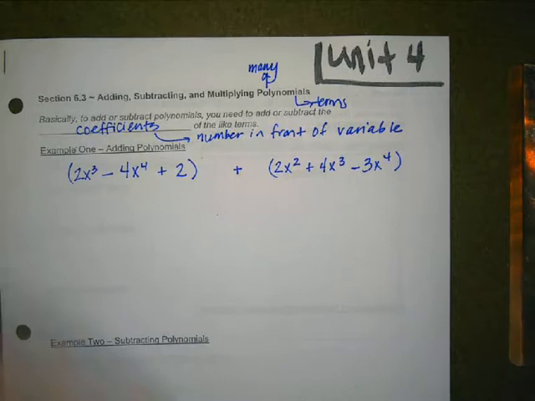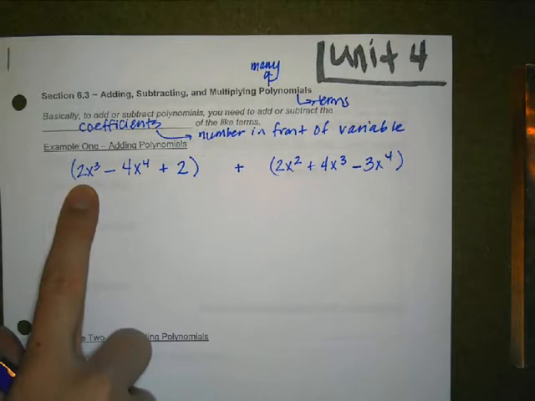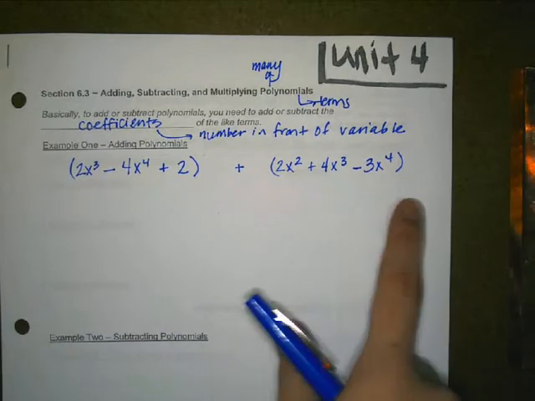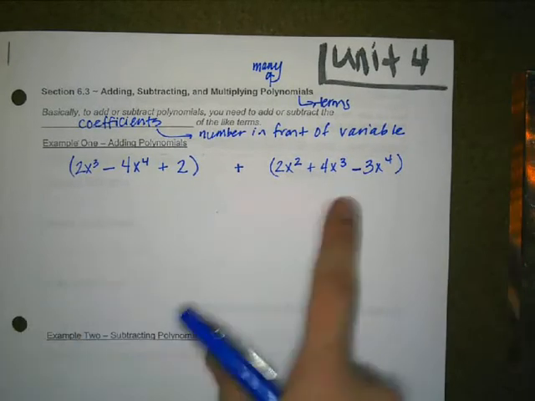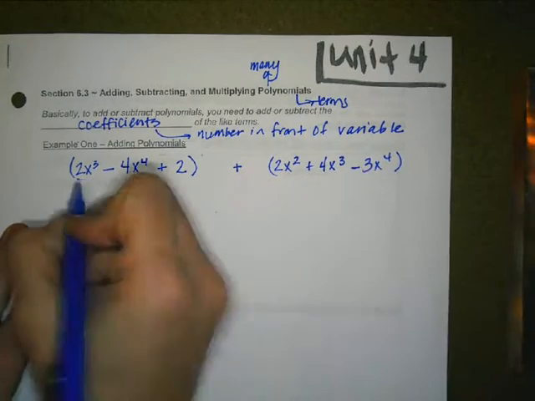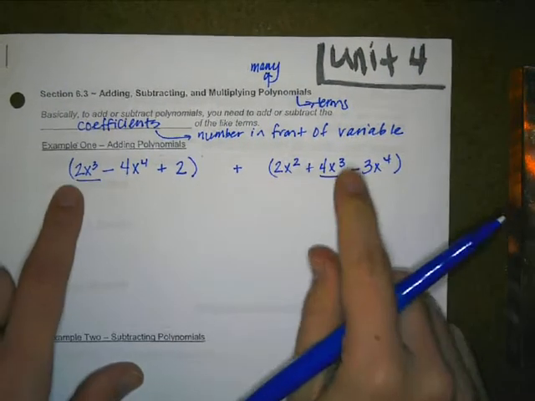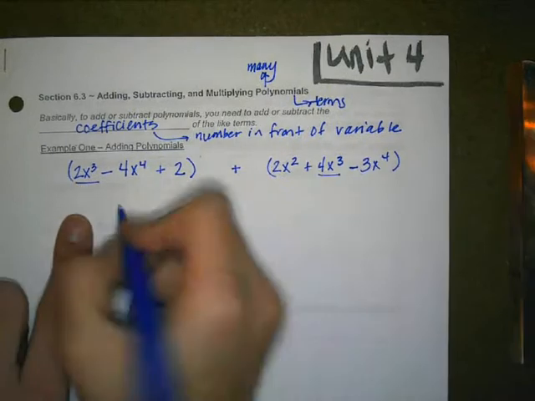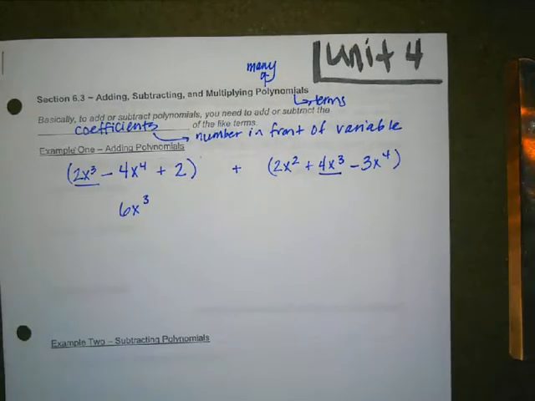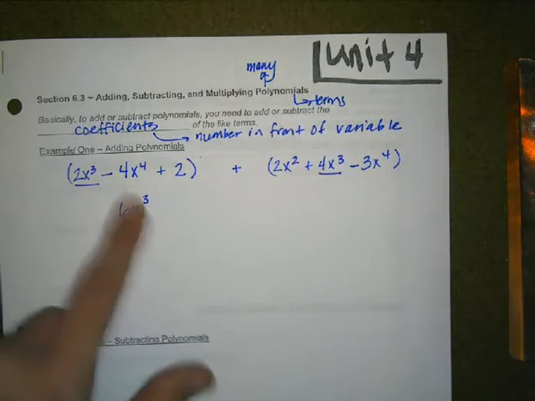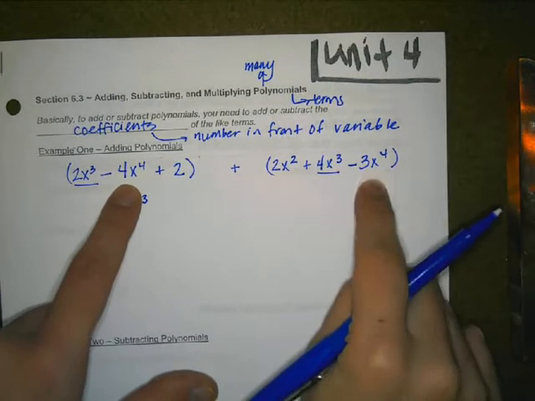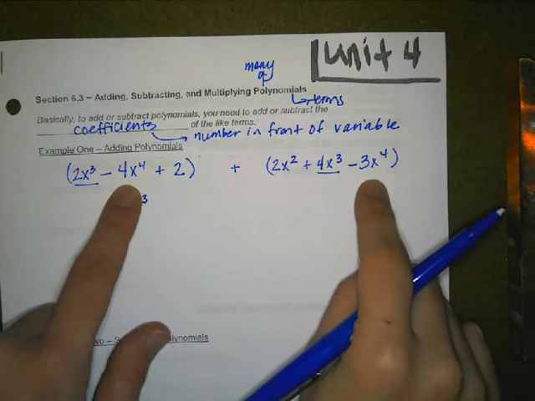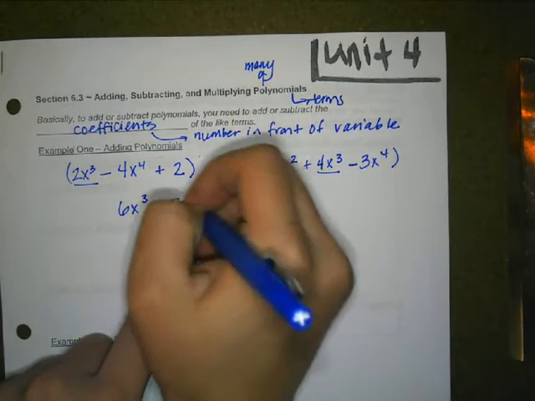So we look at the first term here, 2x cubed. Do I have another x cubed term in this whole shebang here? I don't have anything in this first one, but I do have a 4x cubed here. I can combine those by adding the numbers in front. So 2 plus 4 gives me 6x cubed. You're just adding and subtracting like terms. Do I have a like term that would go with this negative 4x to the fourth? Yeah, this negative 3x to the fourth, right? So if I add those together, I get negative 7x to the fourth.